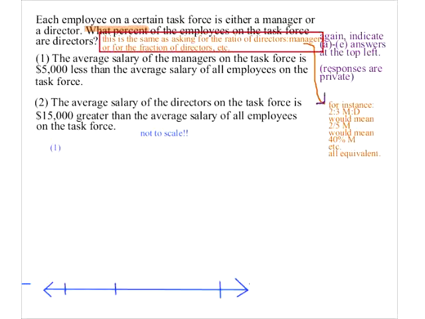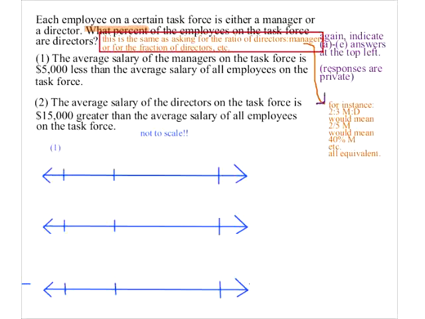Drag it down here, and then we'll copy it again. And then we'll drag it down here, and then we'll copy it again. Okay, that's all I was trying to do. Okay, statement 1 is going to look like this.